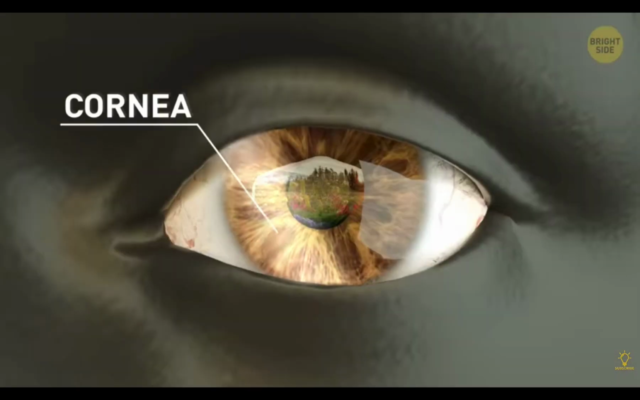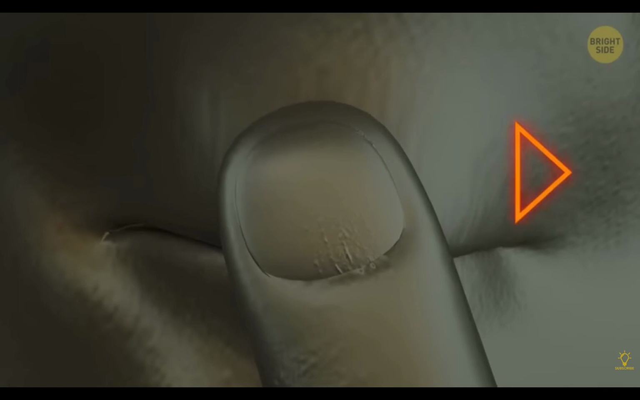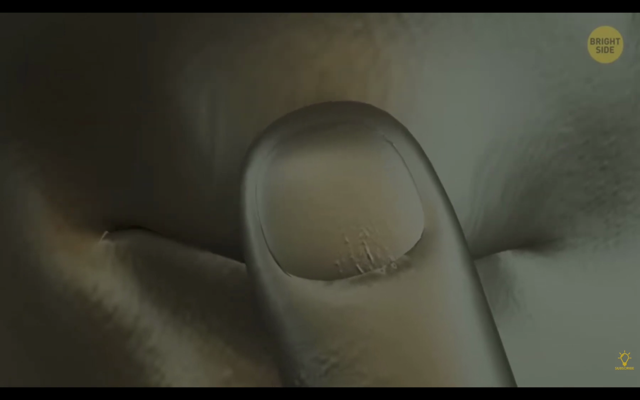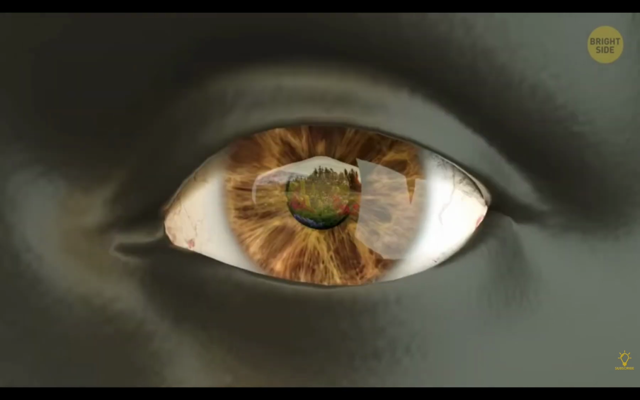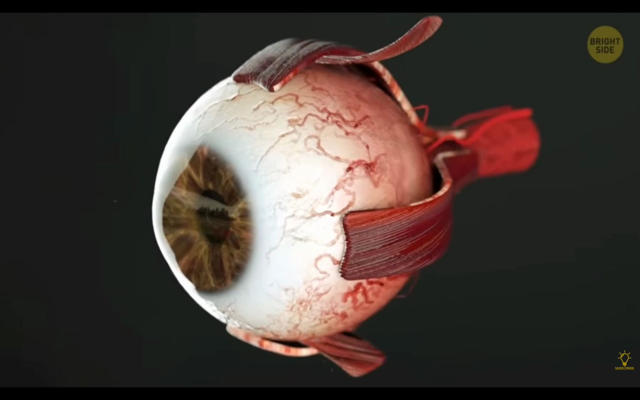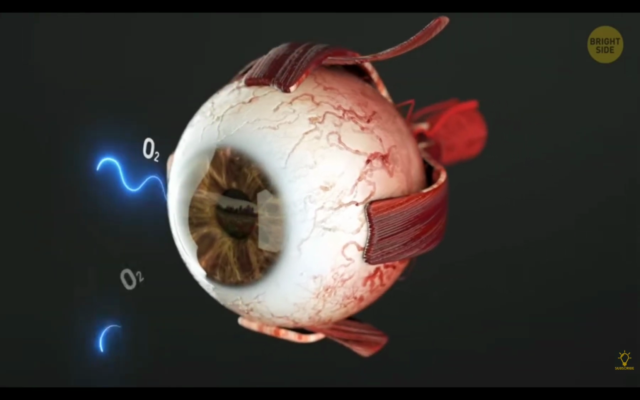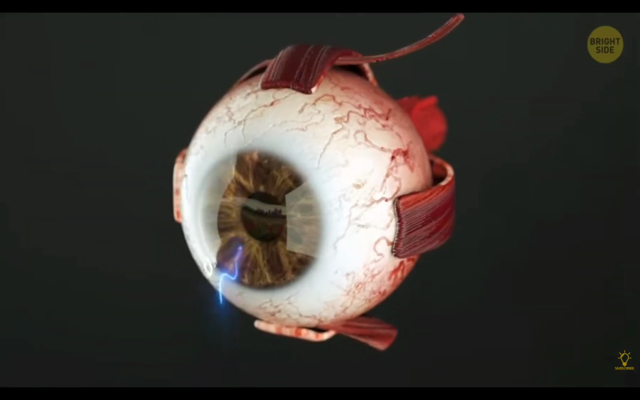You can feel its shape right now. Close your lids, put your index finger over them, wash your hands first, and move your eyes side to side. Feel that bump? That's it. No blood vessels here. Your corneas get oxygen directly from the air, so your eyes breathe.